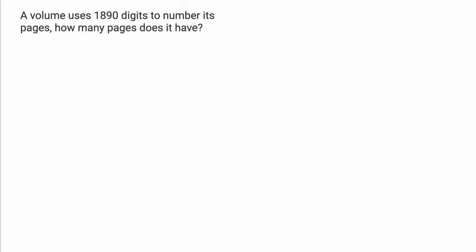Today we're going to be considering this problem from a Stanford mathematics competition, which reads as follows. A volume uses 1,890 digits to number its pages. How many pages does it have? Take a couple seconds to try this out for yourself. Then we'll do some hints, then we'll get on with the proof.